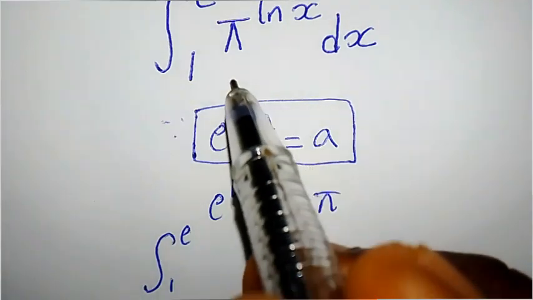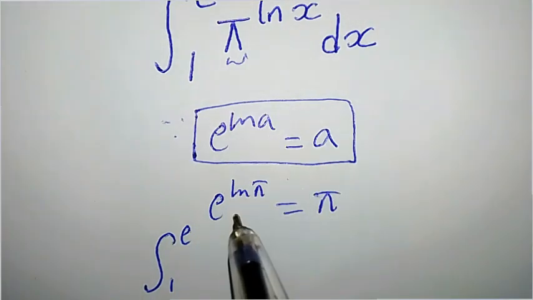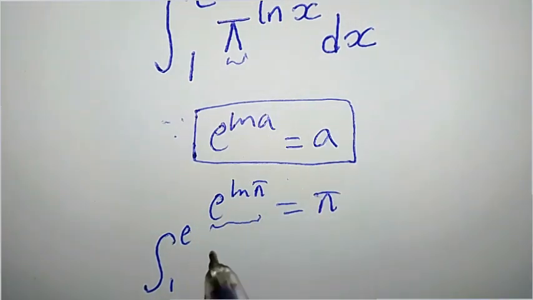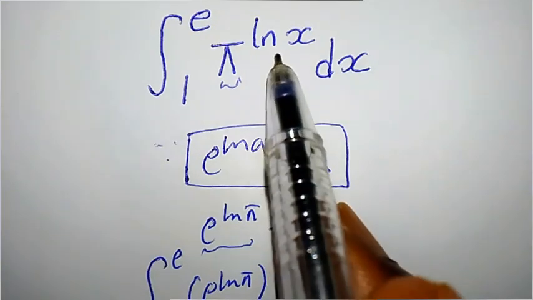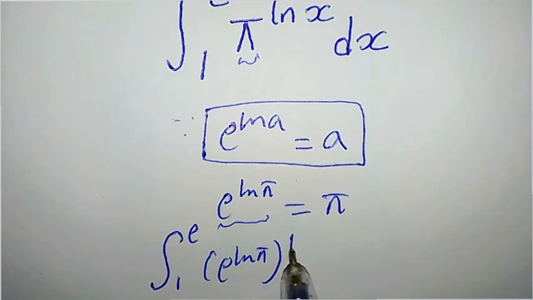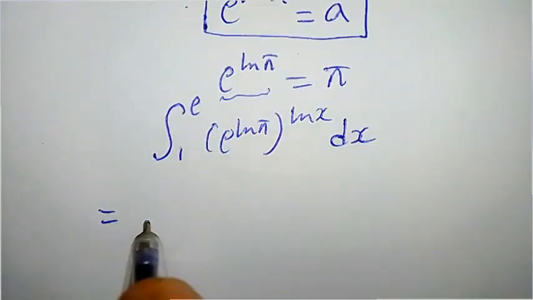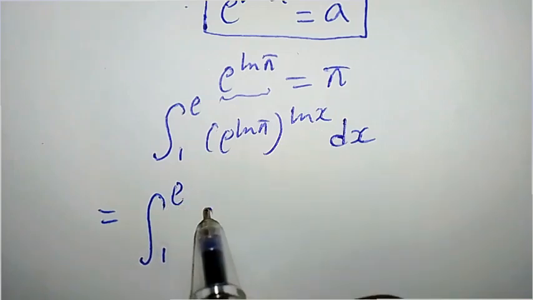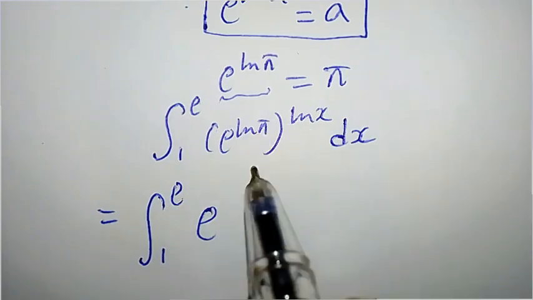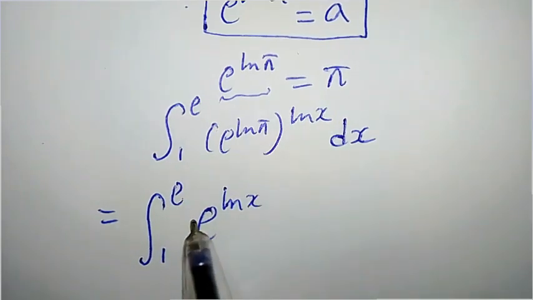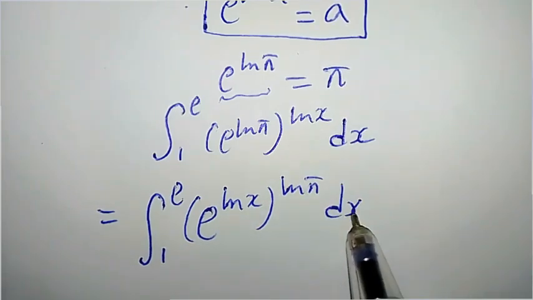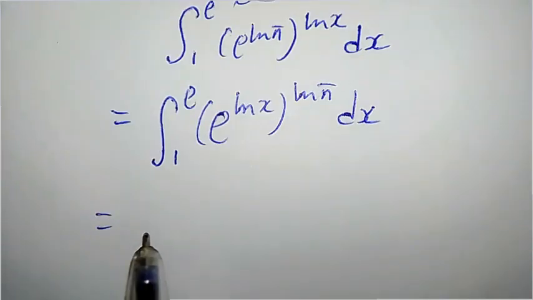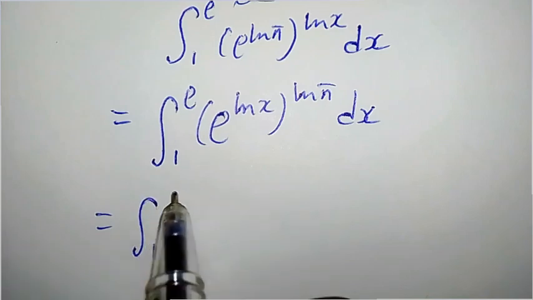We will now replace this pi with e to the power of ln pi. So we have e to the power of ln pi times the power ln x dx. Let's continue. This is equal to the integral from 1 to e of e, when we interchange these two, we have ln x times ln pi dx. Nothing has changed.